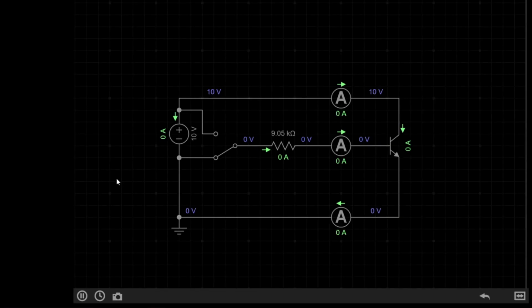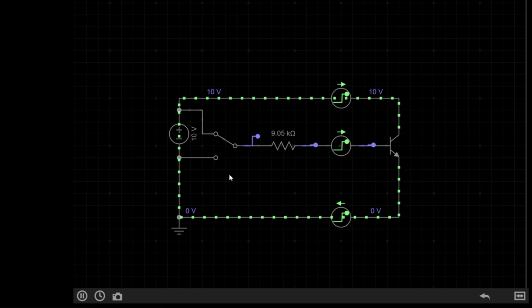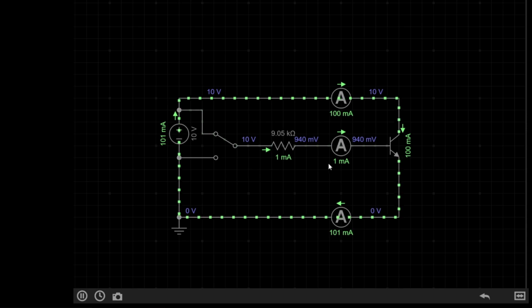Now let's go back to our circuit. If I now flick the switch back to the positive supply, current flows again. The current moving into the collector is 100 milliamps up here. The current moving into the base is 1 milliamp. And the current leaving the transistor through the emitter is 101 milliamps. This proves our IE equals IB plus IC, so 100 plus 1 equals 101.